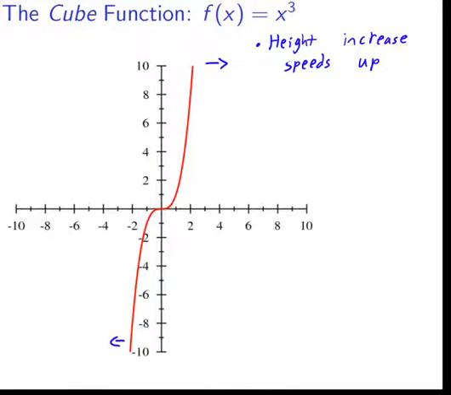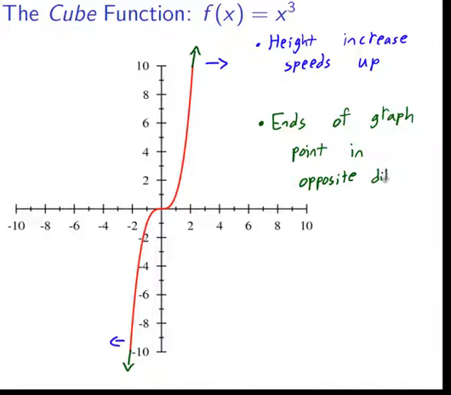The other thing to notice is that if we were to continue the graph, one side goes up and the other side goes down. The ends of the graph point in opposite directions. So unlike x squared, where they point in the same direction, the ends of the graph of x cubed point in opposite directions. One way up, one way down. Great.